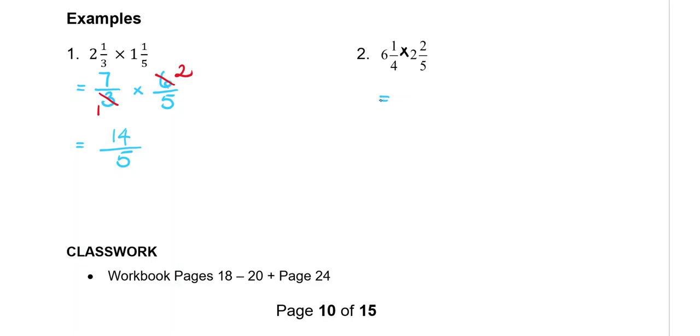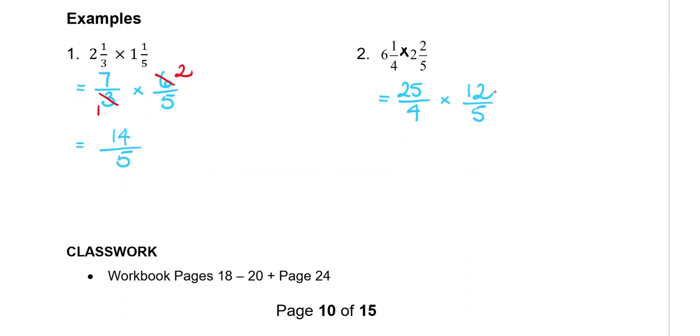All right, so the 6 1/4, the 4 on the bottom will stay on the bottom. We're going to do 4 times 6 is 24, plus 1 makes 25. The 5 stays on the bottom. 2 times 5 is 10, plus 2 more makes 12. Okay, I've changed them. That was the first thing I had to do.